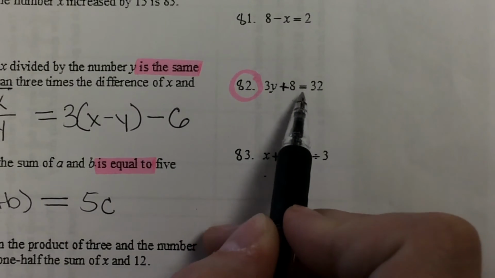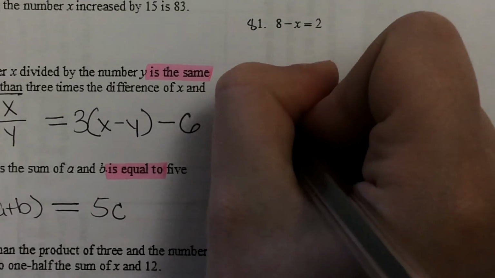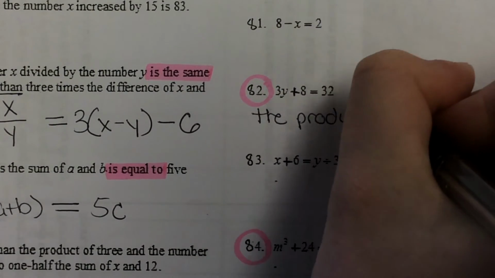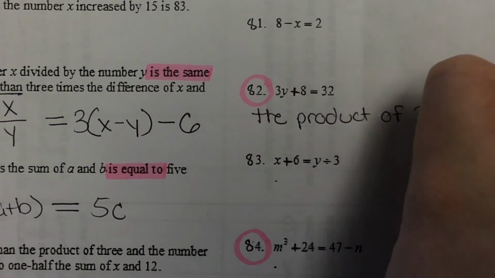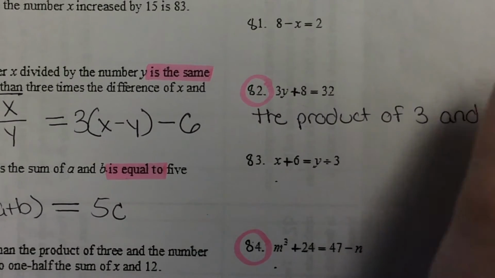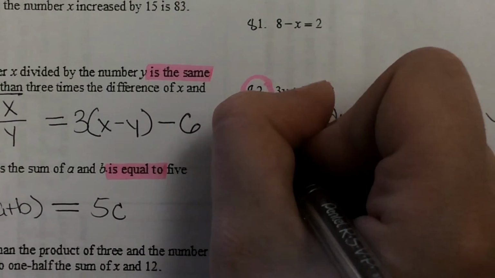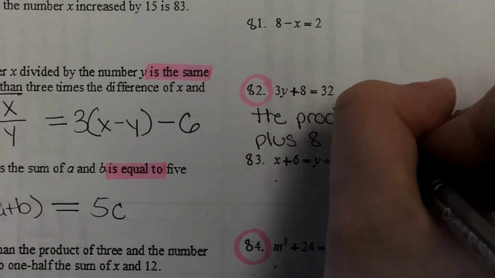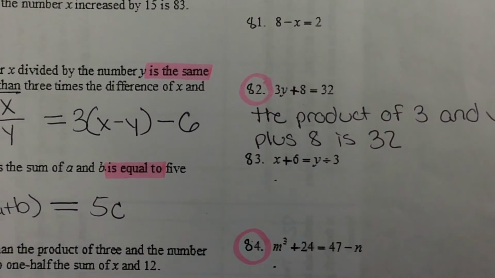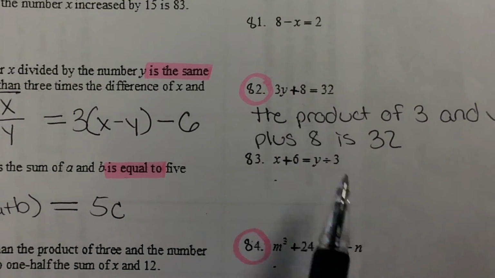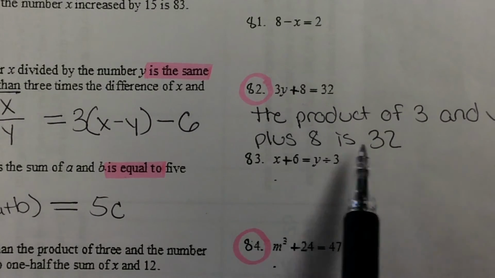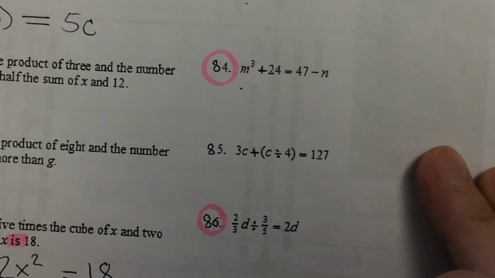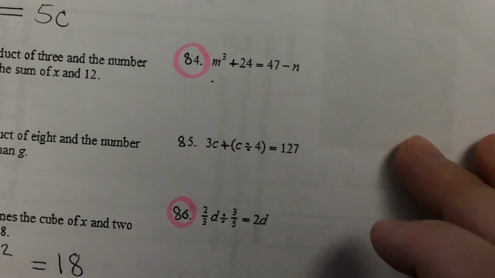3y plus 8 equals 32. The product of 3 and y plus 8 is 32. Okay, the word "is" means equal. So the product of 3 and y plus 8 is 32. Works for me. Let's go down to 84. We've got 2 more. This video is almost done.